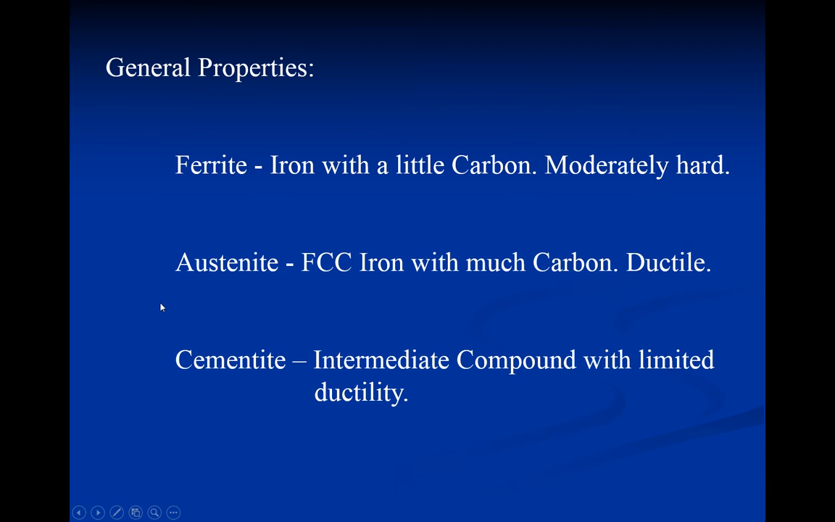So as we think about these terms we're just introducing, ferrite is the name we give to BCC iron. It has a small amount of carbon. It's fairly moderately hard anyway. Austenite is FCC iron. It has a lot of carbon, and because it's FCC, it's very ductile. It's not particularly hard. And then cementite is an intermediate compound. Fe3C is actually the formula, so 3 irons and 1 carbon, and it's going to play an important role in the microstructure that develops.